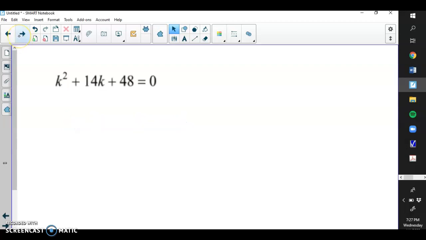In the next example, it is not factored for us. We're going to have to use our pattern, looking for what values add up to 14 and multiply to give 48. I'm sure that you are thinking about 12 times 4, but oh my goodness, that doesn't add up to 14.